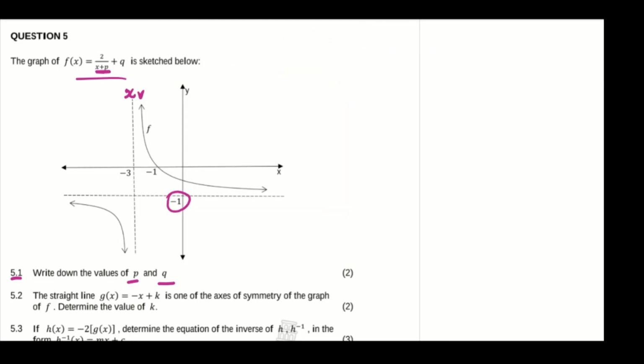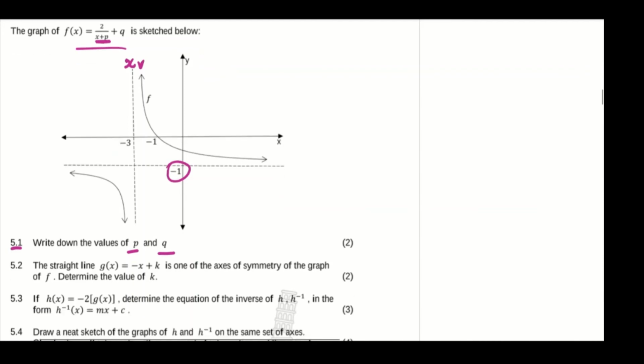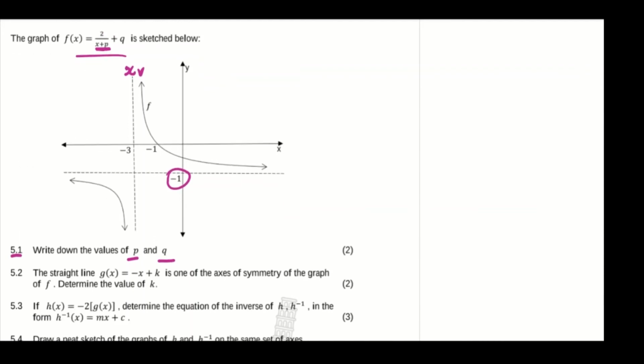So now going to 5.2, it says that we're having a straight line, so let me take it up. We're having a straight line g of x equals minus x plus k, which is one of the axes of symmetry of f. Determine the value of k. So this straight line is one of the axes of symmetry, which actually moves like this, right? Because it's a negative axis of symmetry, right? So this g of x, we are given as minus x plus k. So we are asked to find this k here.